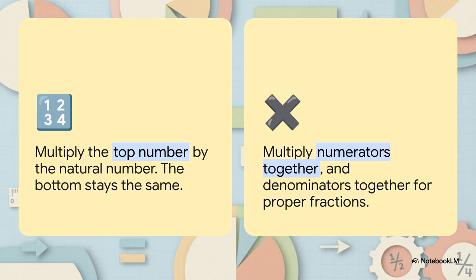You multiply the two numerators together to get your new top number, and you multiply the two denominators together to get your new bottom number. Oh, and here is a pro tip for you. If you are ever dealing with mixed fractions, always change them into improper fractions first. Just multiply the whole number by the bottom number, add the top number, and keep the denominator the same. Once you do that, you're totally ready to multiply.